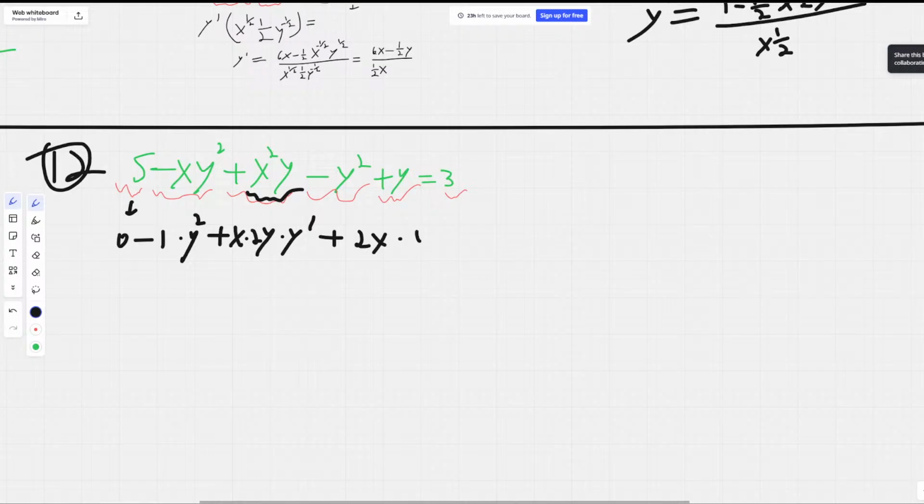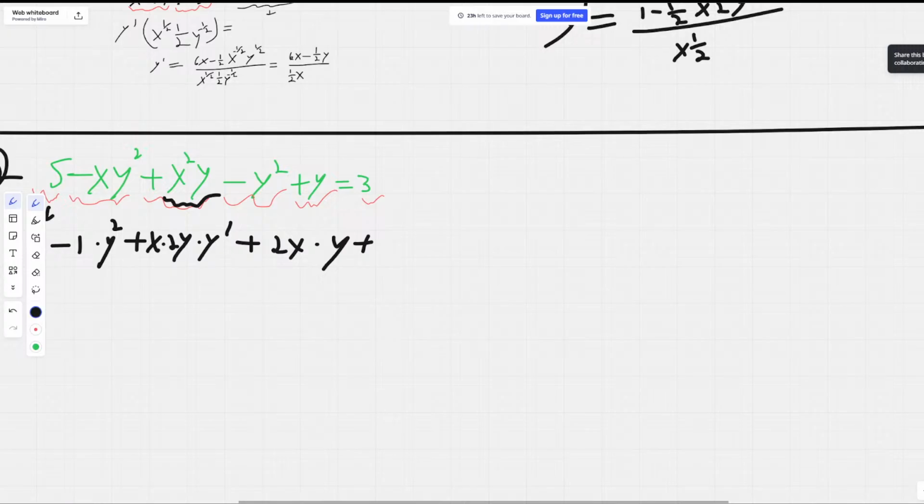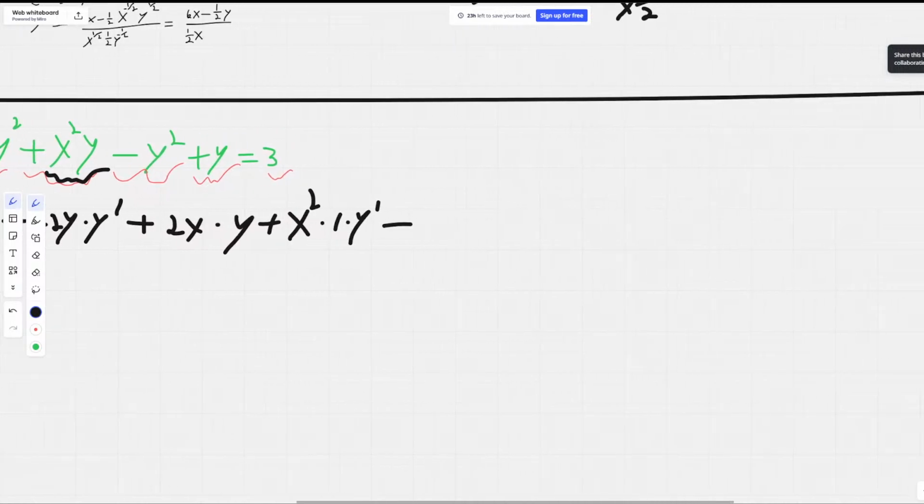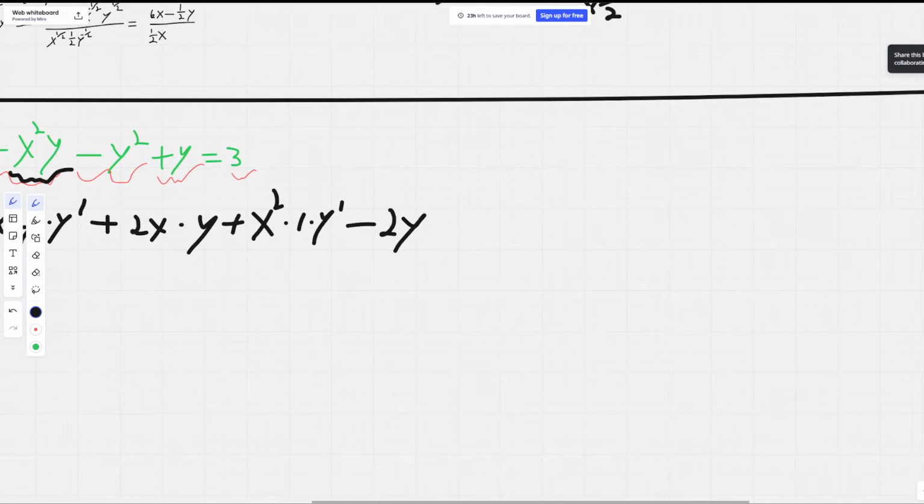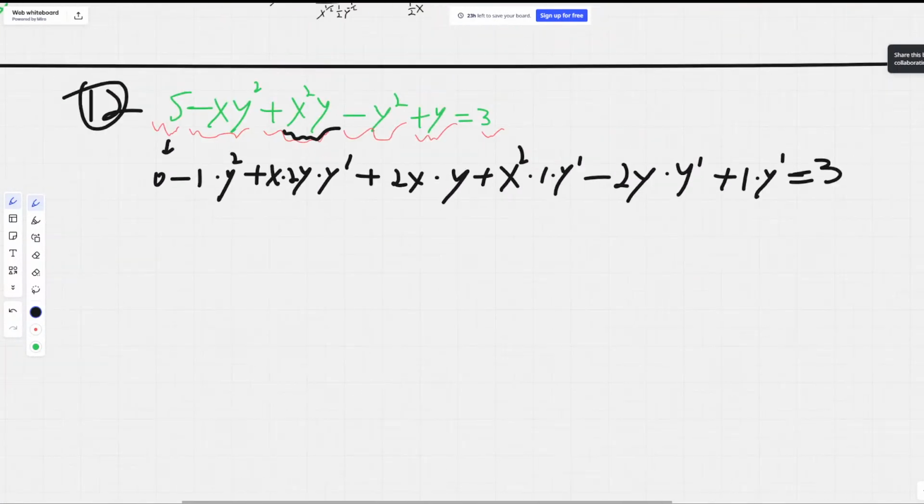2x times y plus x squared times 1 times y prime minus 2y times y prime plus 1 times y prime, all into a very concise equals 3. Yay. Okay.